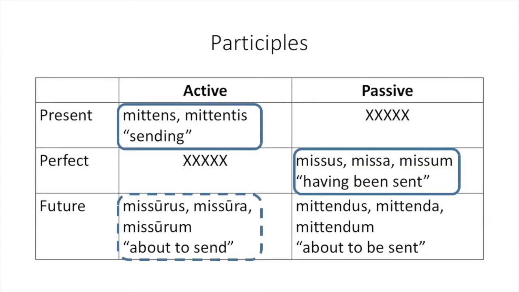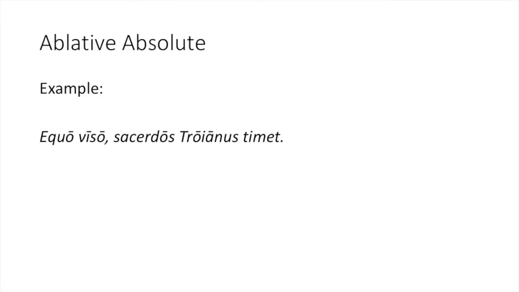So remember, you'll need to remember the forms of your present active participle. These are the ones with ens, entis, and the perfect passive participle. Again, these are basically just your fourth principal part, and sometimes your future active participle that has that fourth principal part with UR inserted in there. So let's look at a whole sentence. Equo viso sacerdos Troianos timet.